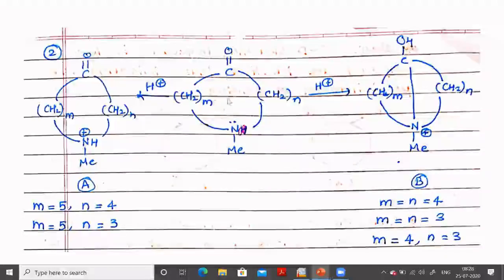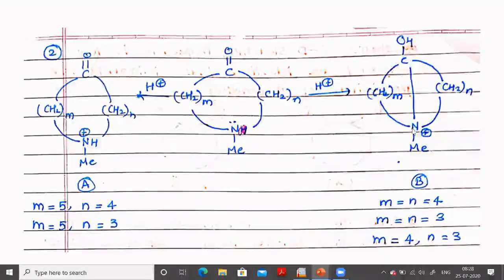But if there is a transannular interaction, rather than forming this kind of ammonium salt, it will tend to form this kind of compound in the acidic medium. Two reactions are possible. Again, I'm repeating. If I allow this compound to react in the acidic medium, the first thing that can immediately happen is the nitrogen will undergo protonation and form the ammonium salt here. But since this is a medium size ring and there is an interaction across the groups, in acidic medium it will form this kind of compound.